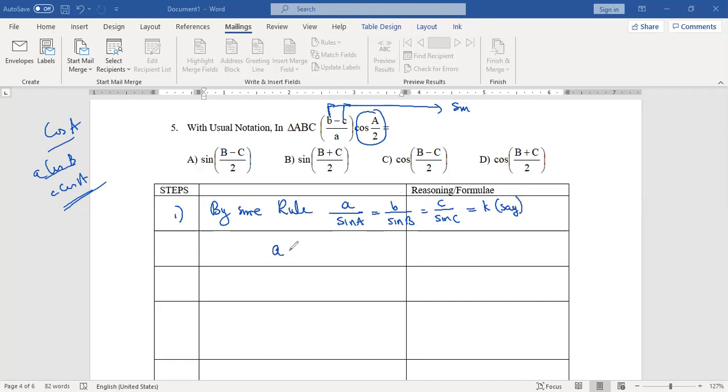Then I can replace a by k sine A, b can be replaced by k sine B, and c can be replaced by k sine C. This is your equation number 1. Now you will take the left hand side. In place of a, b and c, you will replace: in place of b, you replace k sine B; in place of c, you replace k sine C.